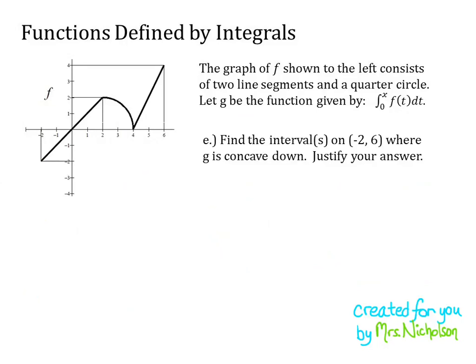Our last part here says find the intervals on negative 2, 6 where g is concave down. So I have g is concave down. That's a flashcard. We need to annotate. It means two things. It means g double prime is less than 0. It also means that g prime is decreasing. And this is why I want you to know both of those things, because in this problem, we don't have g double prime, we have g prime.